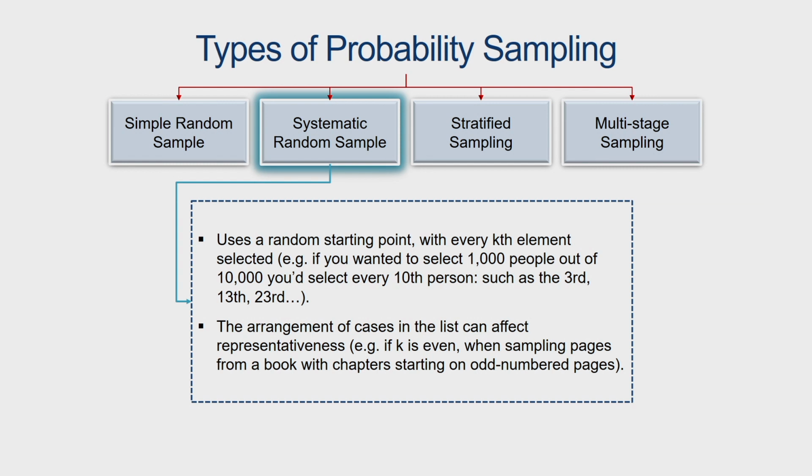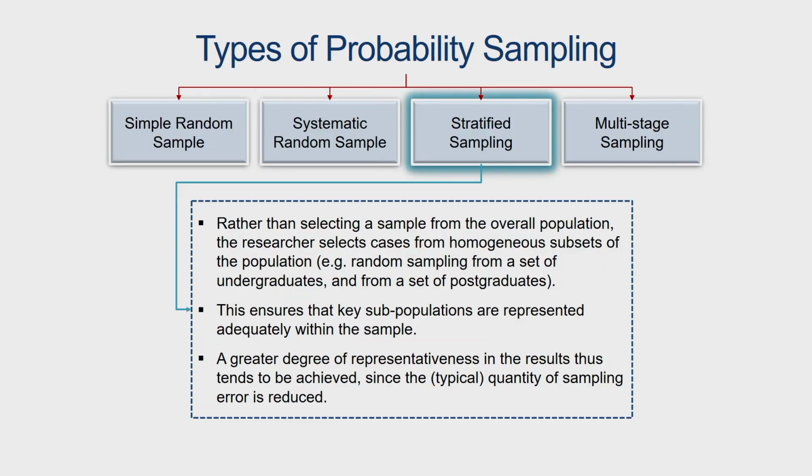So, this is what is referred to as systematic random sample, and the arrangement of cases in the list can affect representativeness. It is very important how the cases are arranged in the list. If we follow a certain strategy for arranging people in the list such that we know who is the person that is getting selected in the 13th and the 23rd and the 33rd and so on, then there is a lot of bias. These are things to be kept in mind when we are following systematic random sample. However, nevertheless, systematic random sample is also a very robust form of probability sampling method.